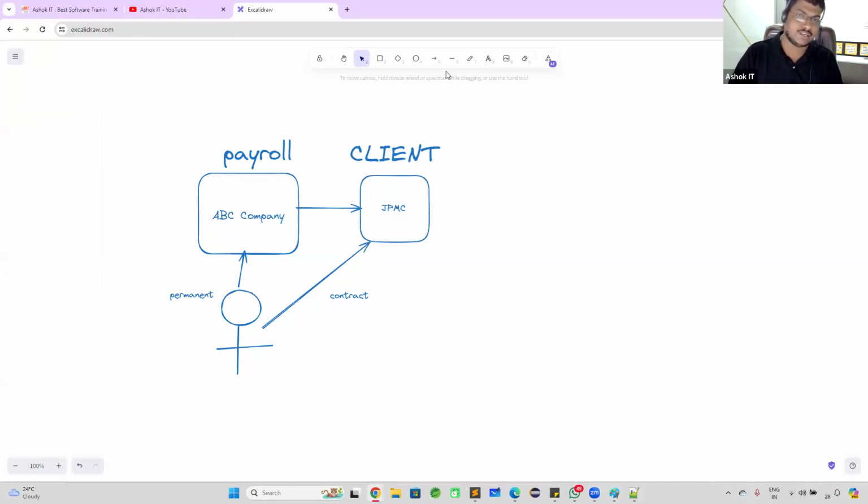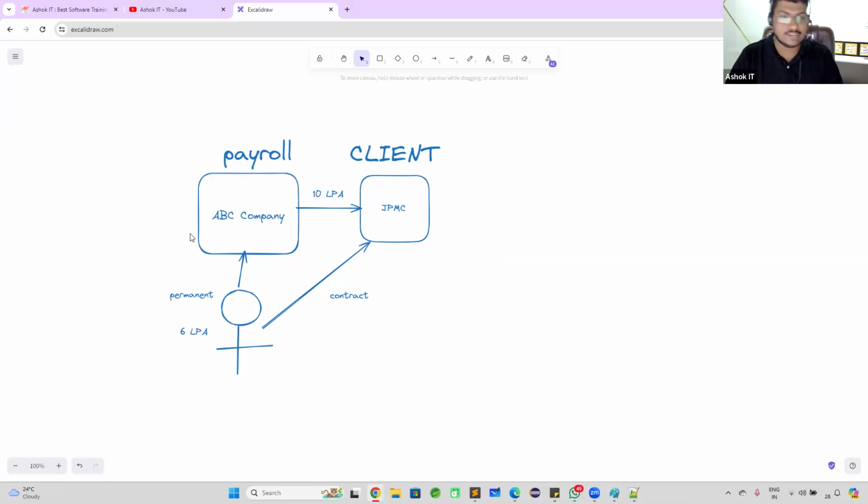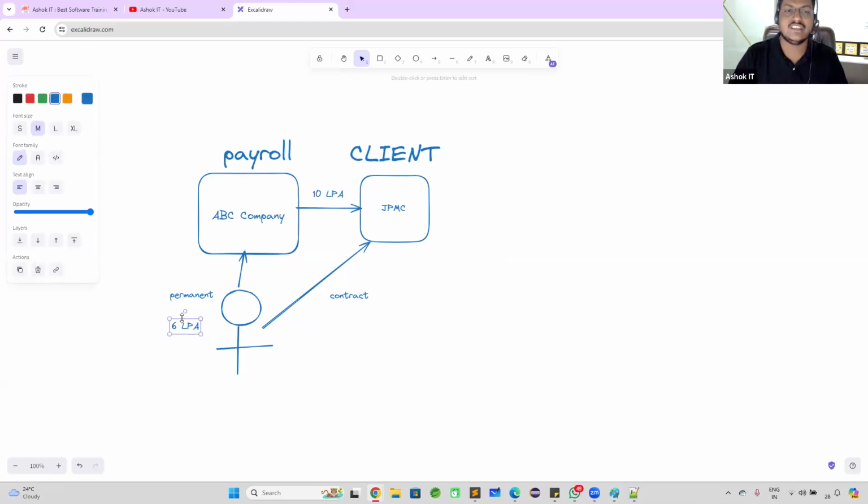Sir, what is the benefit? ABC company is giving a 6 lakhs package for you, but they are selling you to JPMC company for a 10 lakhs package. So they will take a 4 lakhs margin from your job. They will give you the job for the lower package, and they will send you to the other company for the higher package.